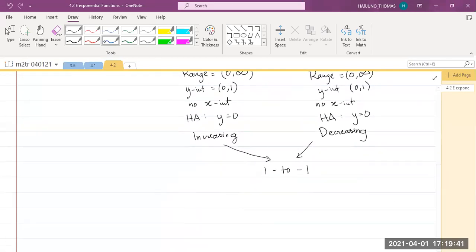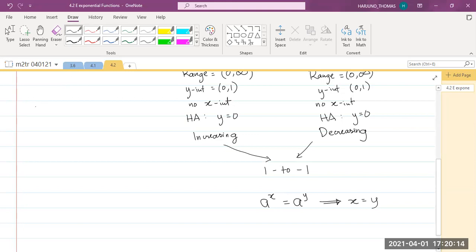Some little detail, so maybe I do that first. So what if they are 1-to-1? It means the following. If I have a to the x equals a to the y, then x equals y. As long as they have the same base and both are positive, not 1, then the exponent must be the same.